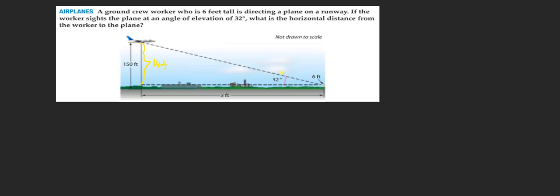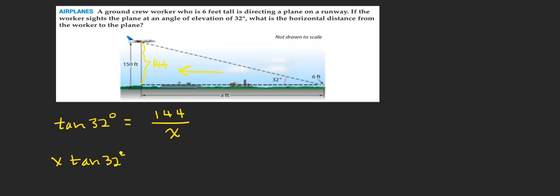So how do we get this distance right here? What is the relationship of this data? And that's adjacent, and this is the opposite. So adjacent and opposite, it has to do with tangent. So we could say the tangent of 32 degrees is equal to opposite 144 over x. So how are we going to find the value of x? Well, let's cross multiply. You get x times tangent of 32 degrees equals 144. And you have to divide both sides by tangent of 32.